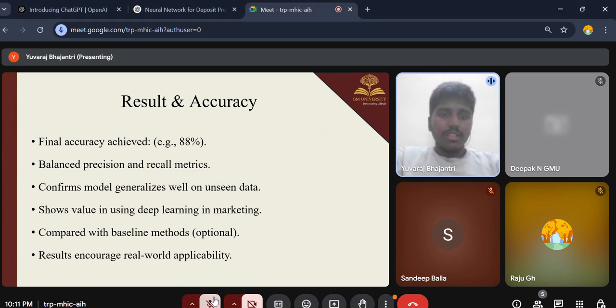Results and accuracy. Final accuracy achieved: 88%. Balanced precision and recall metrics. The model generalizes well on unseen data. It shows the value of using deep learning in marketing. Compared with baseline models, results uncover real-world accuracy. Next slide.